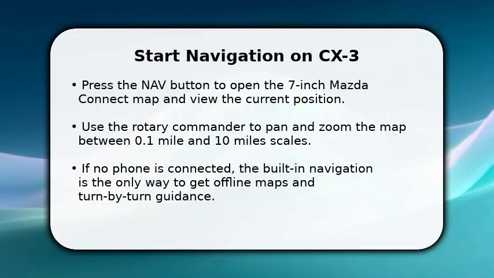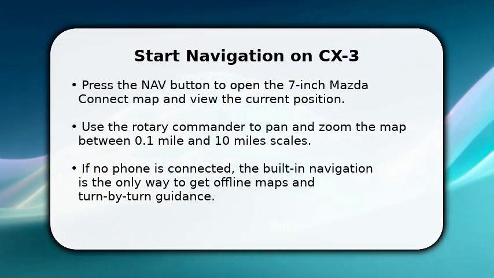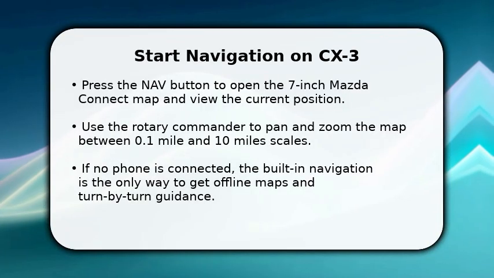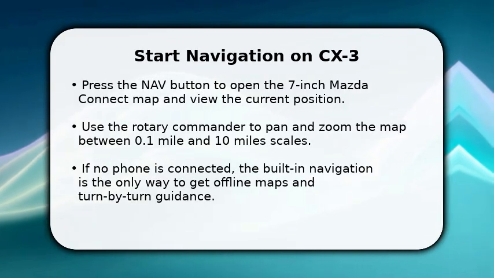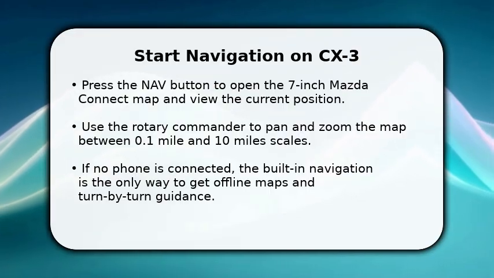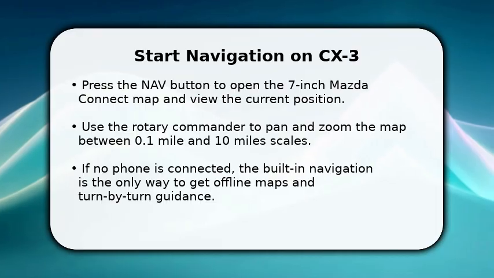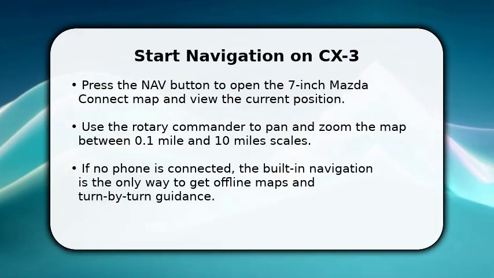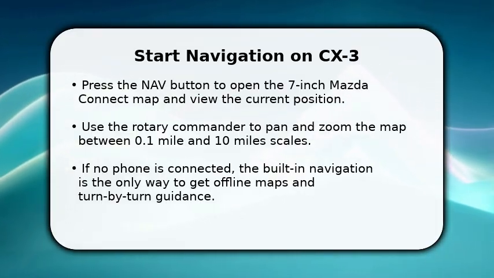To begin navigation in a Mazda CX-3, press the NAV button on the console and look at the 7-inch Mazda Connect display. The map centers on your GPS position. Use the rotary commander to move the cursor, press Enter to select, and twist the knob to zoom from 0.1 mile up to about 10 miles for context.